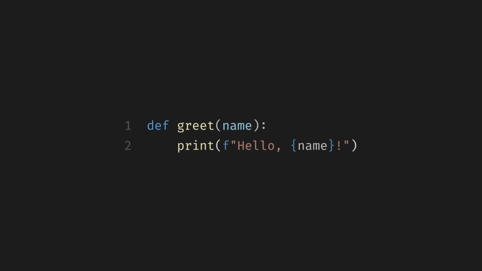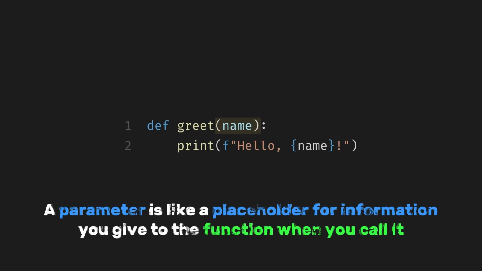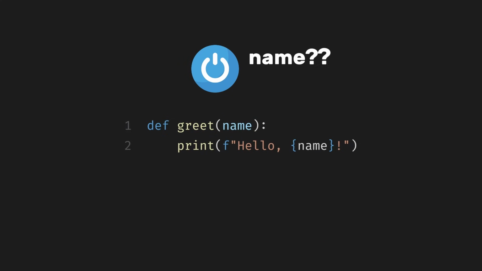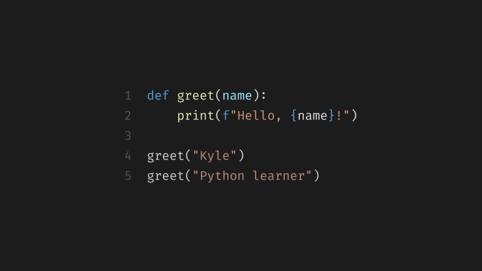Now, functions can also take parameters. A parameter is like a placeholder for information you give to the function when you call it. Think of it like a button that asks for a name. When you press it, you tell it who to greet. Here, name is the parameter. When we call the function, we give it an argument, which is the actual value. Let's call the greet function and pass a value to it.